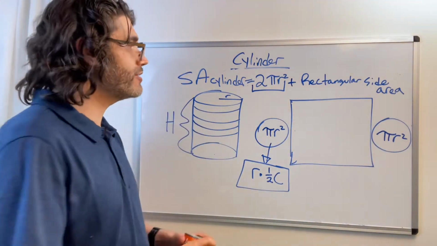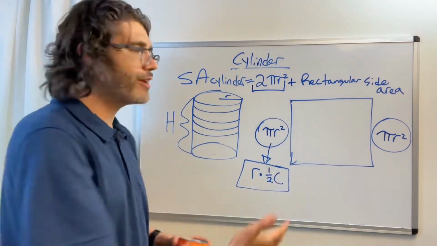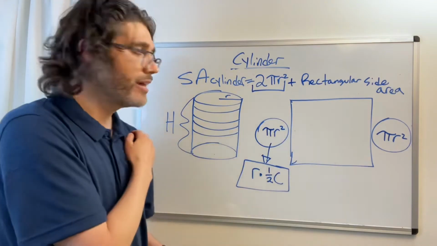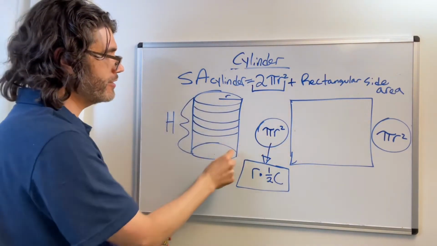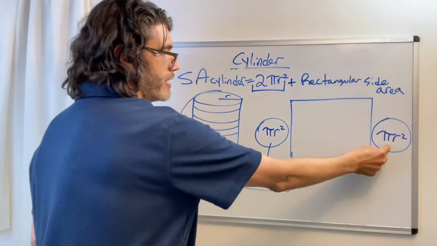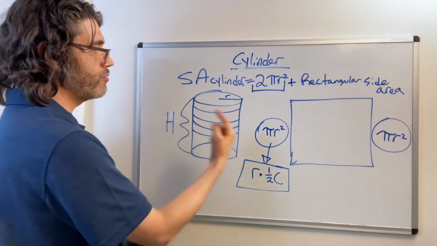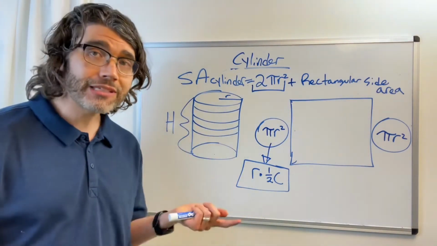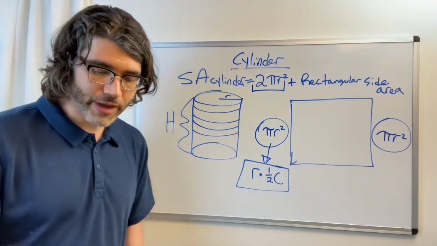Now the question is, what is going on in here in the net? Why do we have this rectangle in the middle of these two circles? We have taken into account this top circle and this bottom circle, the base over here. Now we need to take into account all of the area that is wrapped around the cylinder. The area that's wrapped around the cylinder turns out to be a rectangle. So let me show you how.